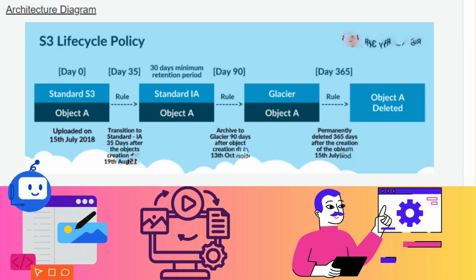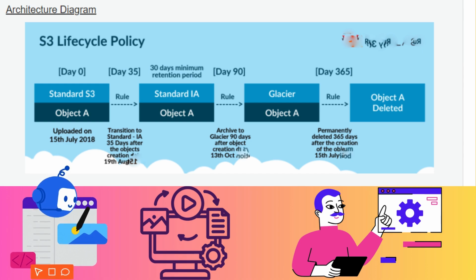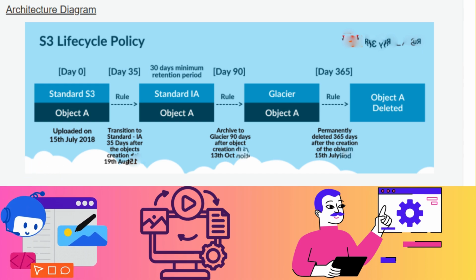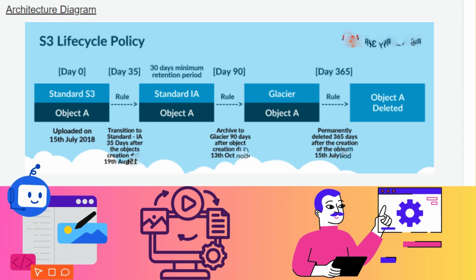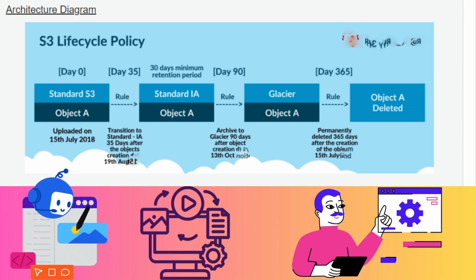So that's it for today's tutorial on automating backups with Amazon S3 and lifecycle policies. This is an essential technique for businesses looking to manage data effectively while keeping cost under control.